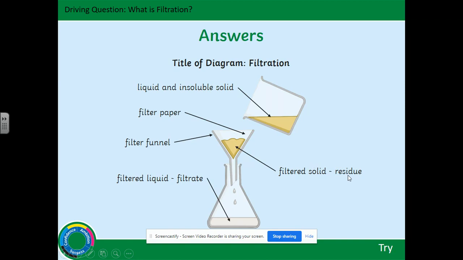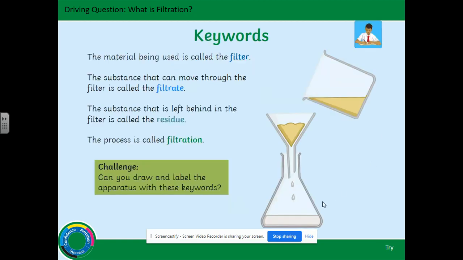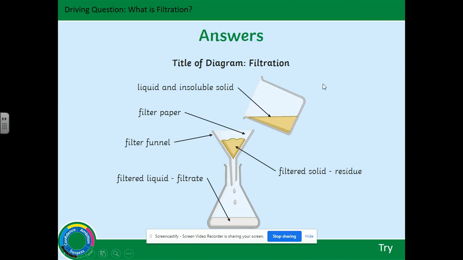So again, let's go quite slowly again. Now, we have a beaker. This beaker contains a mixture of sand and water. The water is the liquid and the sand is the insoluble solid. Now we have filter funnel and filter paper.